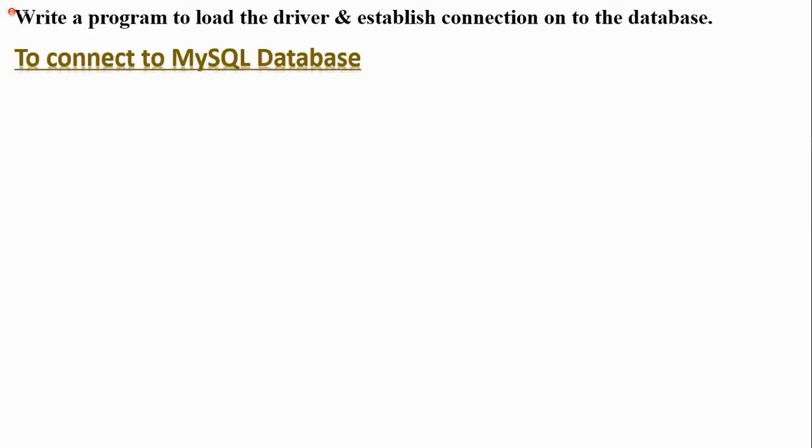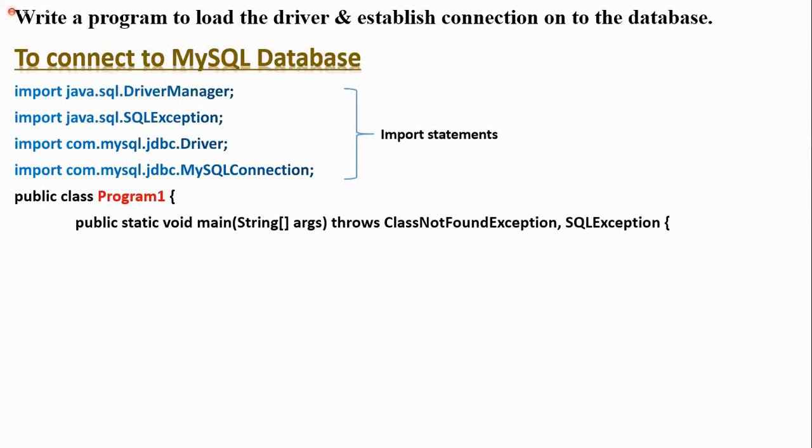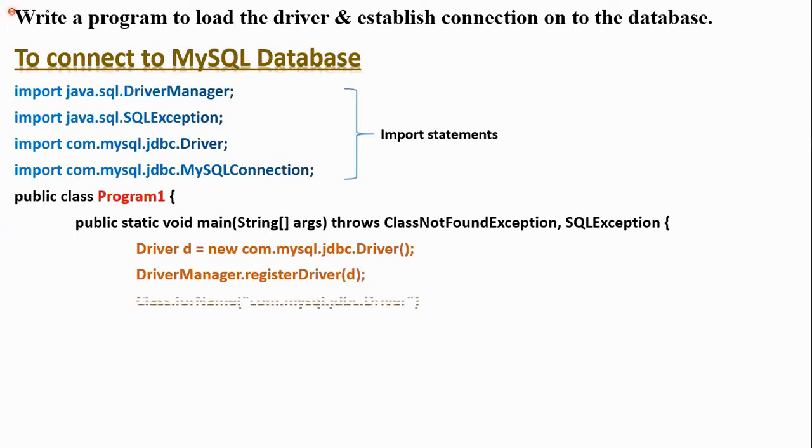Okay, sir, next what? Now everybody notice what is the code for this. In case of MySQL database, what should I do? Firstly, I will be having my import statements. These all are my import statements. Automatically, these things will be imported once you start typing the programs. I will write class Program1 as normal with the main method. I will write com.mysql.jdbc.Driver driver equals new driver. This is going to create one instance of the driver, which I will be giving to my DriverManager.registerDriver.